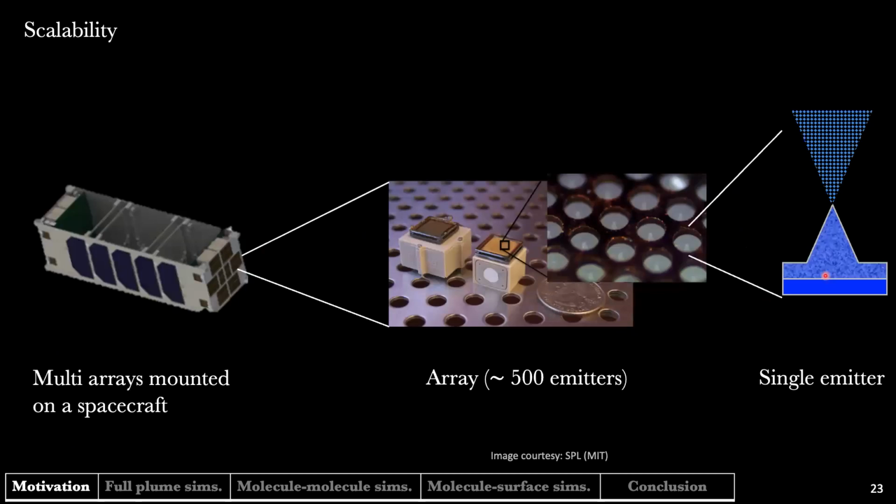And there's also scalability. So this figure here shows a spacecraft that has many arrays on its back, and each array contains about 500 emitters, and each emitter is one electrospray thruster that we have shown in the previous slide. So in one single spacecraft, we can use thousands of electrospray thrusters.